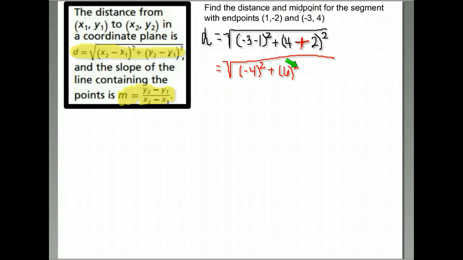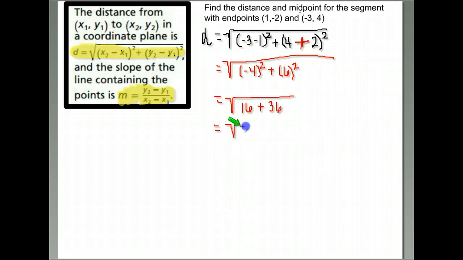Okay, next step, let's go ahead and square. Now, please remember that to square means to take something times itself. It does not mean to multiply by 2. So -4 squared means -4 times -4, which is a positive 16. 6 squared means 6 times 6, which is 36.